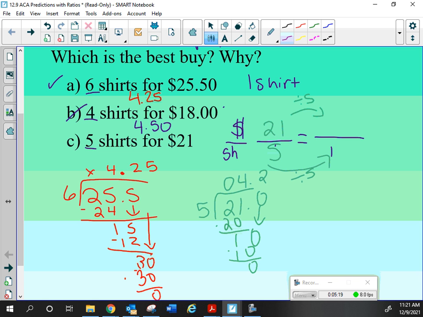$4.20. Very good. So looking at those two, which one is the better buy? C. I saw that I was trying to give people some good stuff. Are there any questions on that? Awesome. Any questions? All right. Awesome job. So that's just more on unit rates and stuff like that.